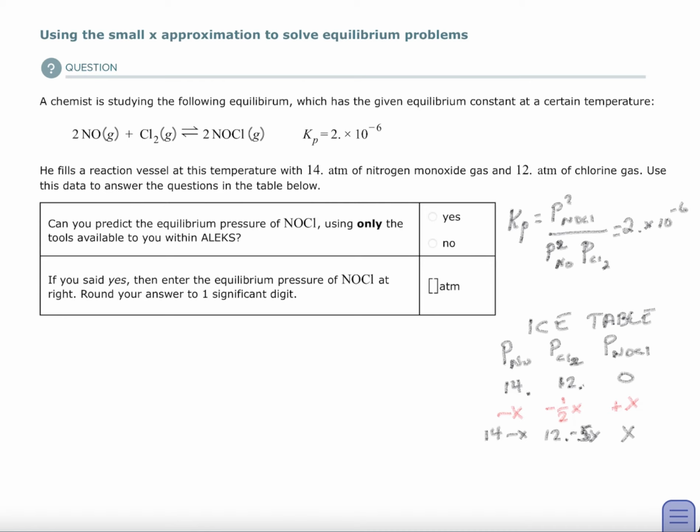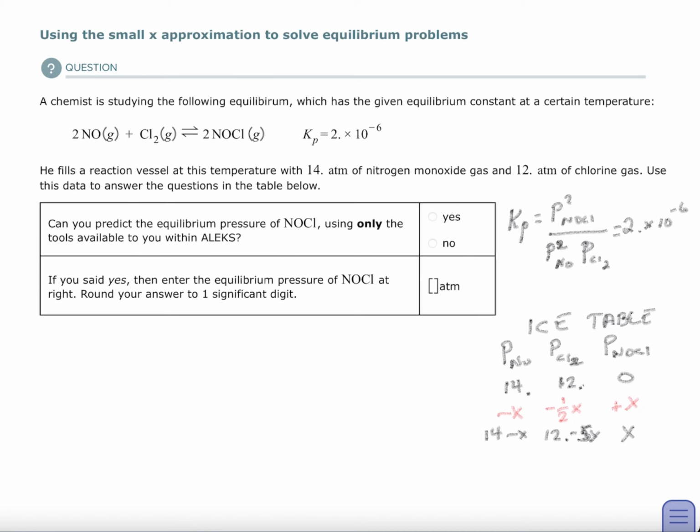The ICE table, this is always the tricky part. What do you make X? Normally, whatever I'm trying to find, if I can, I'll make that X so that I have one less step at the end. A lot of people do that. I think you could probably go different routes here, but if you're asked to find the equilibrium pressure of the NOCl, which is your product, I just make that plus X and then go back to the balanced equation.